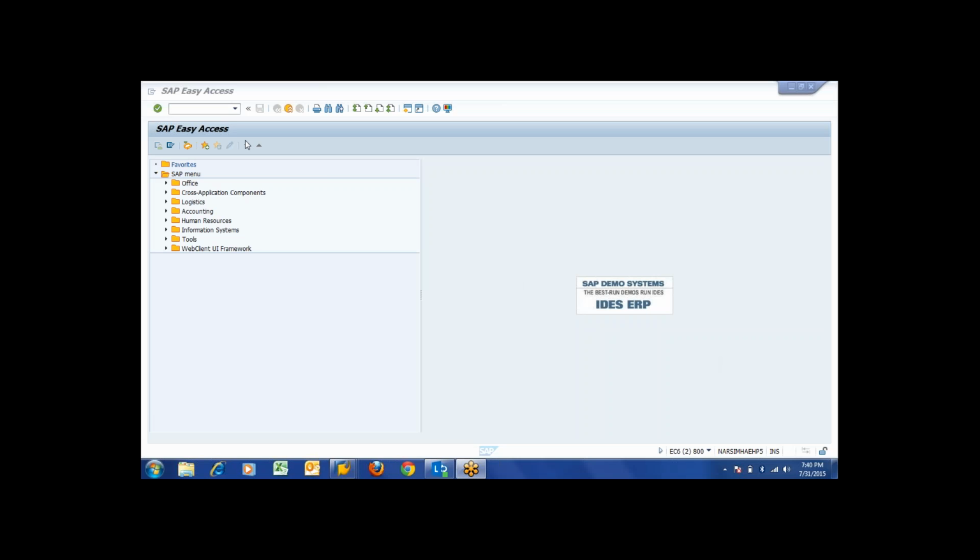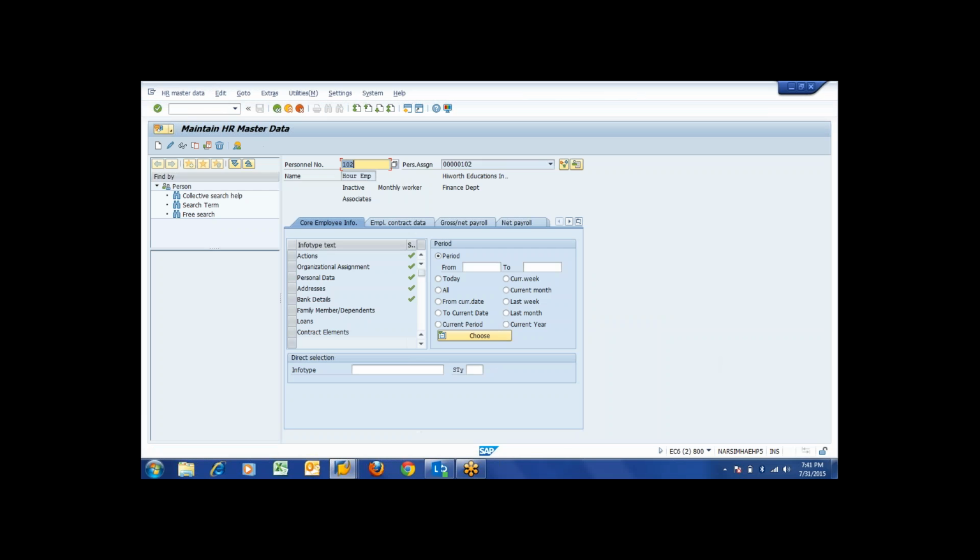Today I am presenting a demo topic related to payroll, and the topic is valuation of daily wage earners, meaning payments for daily wage earners. I am taking an example employee. His employee ID is 102.